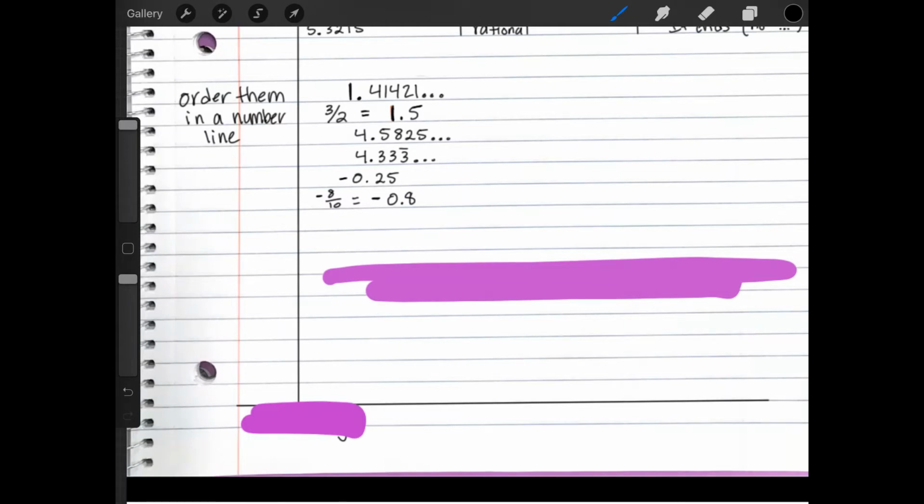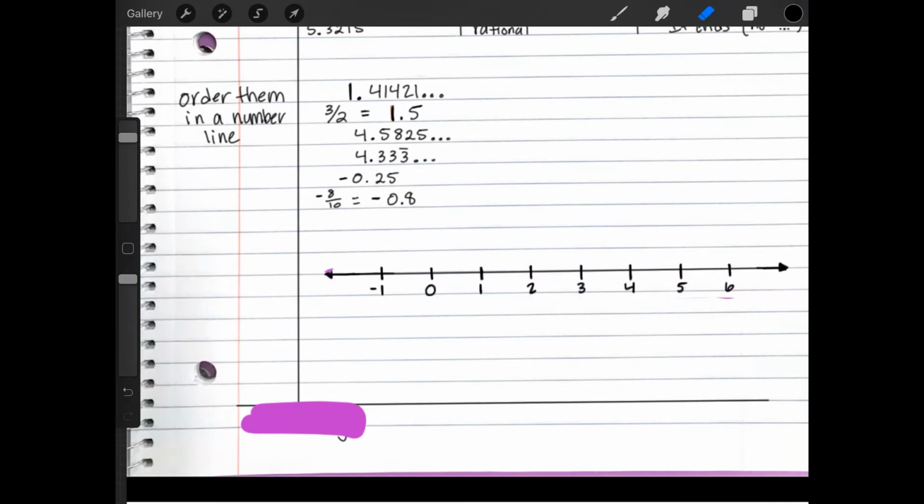Okay, so numbers like the fractions, I just put it in the calculator to see what decimal form they are. Okay, it's very easy. You just put it in the calculator. So let's go ahead and put them on a number line. So I'm going to write a number line here.